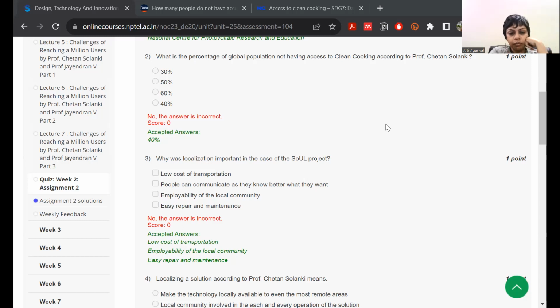The third, employability of the local community. This is actually a very, very important point. And this was one of the key reasons for the success of this whole project. Not just a key reason for localization, but the reason why the whole project was so astoundingly successful was because it was taking care of the local economies. Professor Solanki talks about the local economy many times.